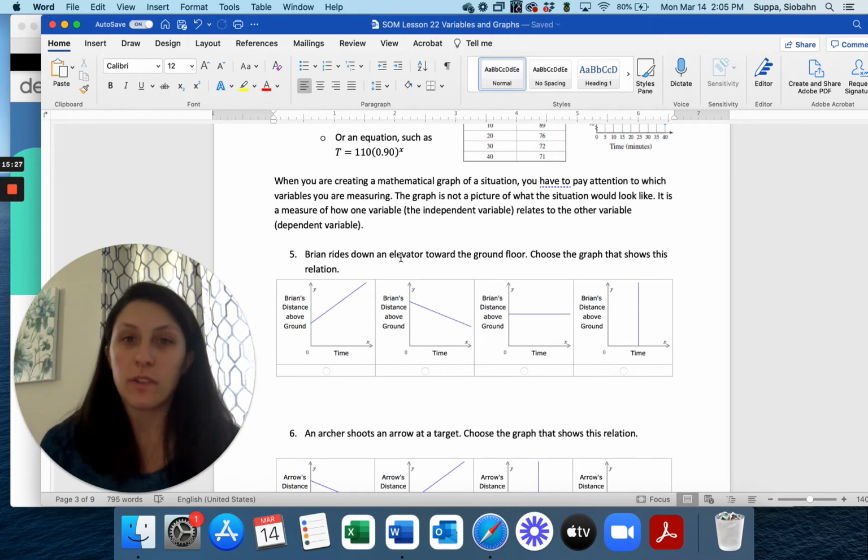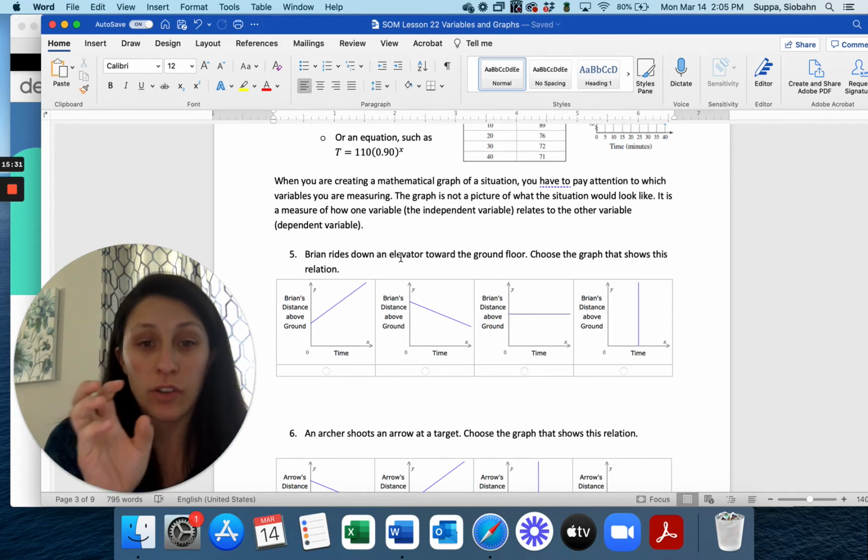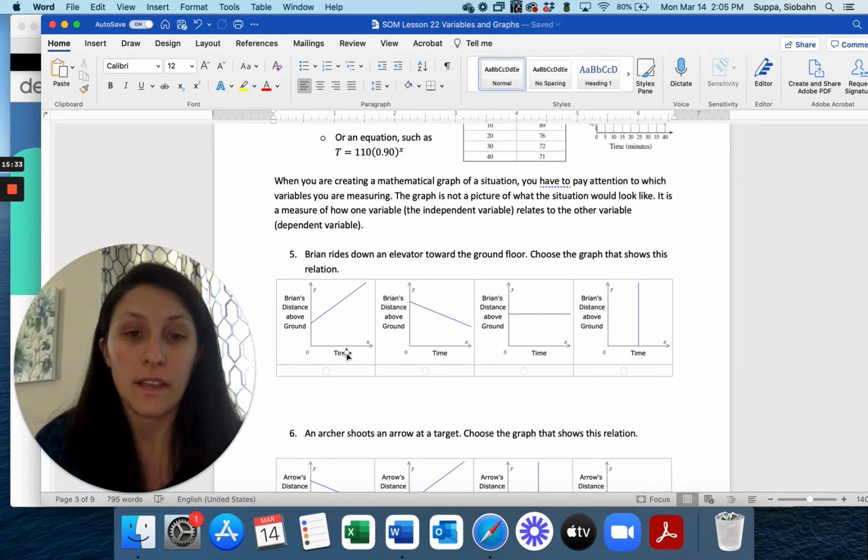Now, there's one more thing I want to tell you about independent and dependent variables. When you look at graphs, typically the independent variable is on the x-axis, so the independent variable is the x variable, and the dependent variable is the y variable. The reason we do it that way is because our eyes naturally read from left to right, so it makes it easy for us to see how the dependent variable is changing as the independent variable increases.